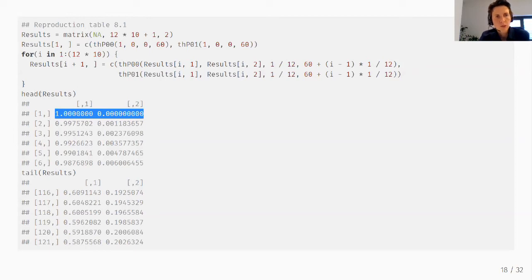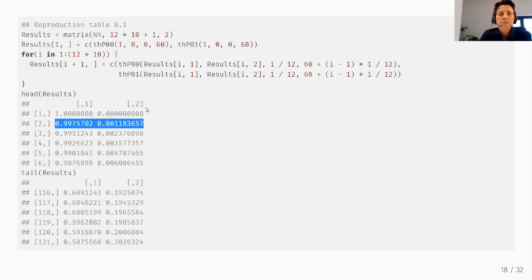I call this the matrix results with 2 columns, and the first probability here is going to be the P00. The second probability here is going to be the P01. Start from these boundary conditions. Then on the next line, I report the corresponding probabilities evaluated in a period of 1/12, and so on and so forth.